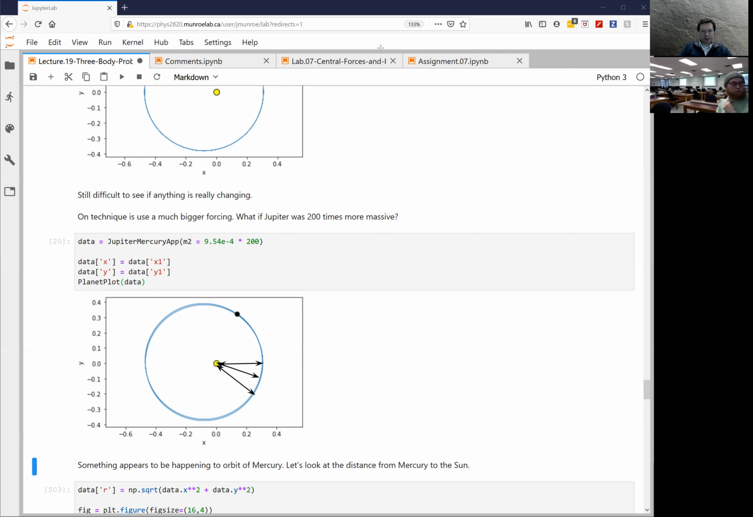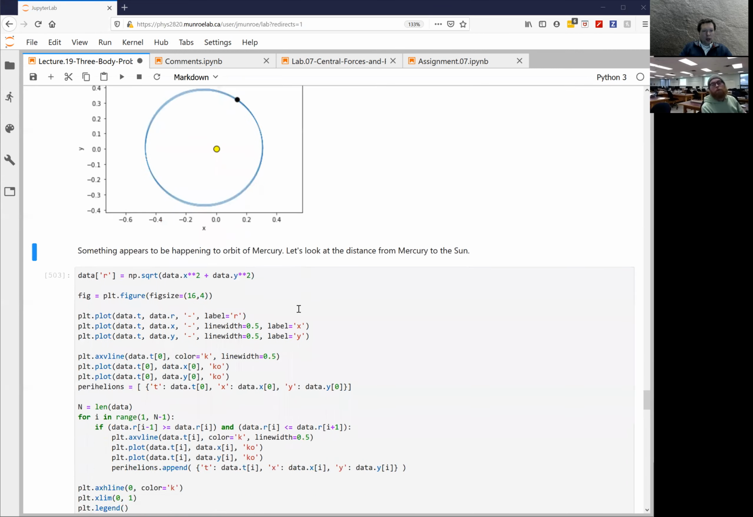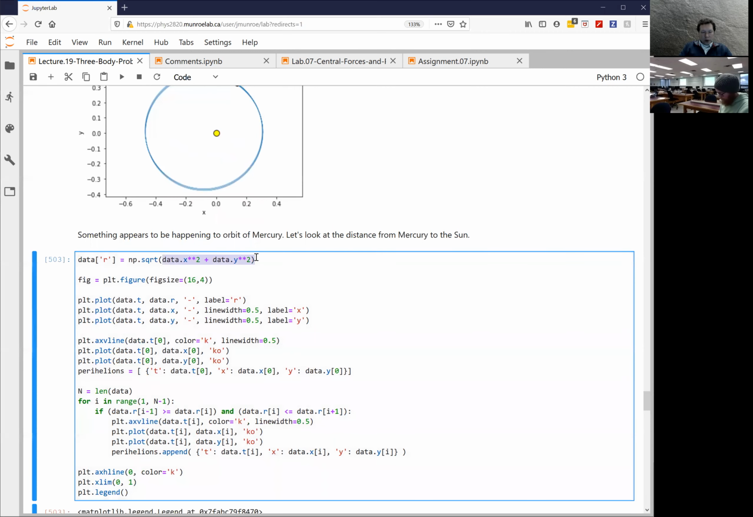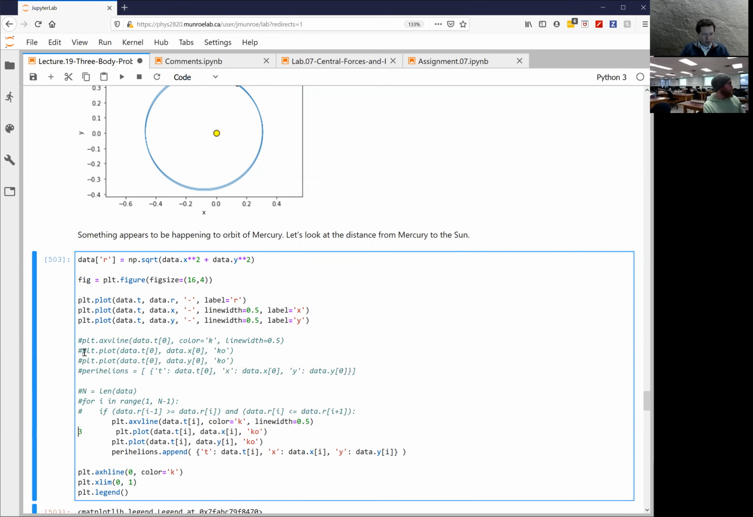Okay, so let's do that. Let's think about the distance from the position of Mercury to the Sun. I'm going to call that the variable r, which we've done before. I want to make a plot that shows where everything is. I'm going to plot the distance r as a function of time, the position x as a function of time, and the position y as a function of time. Okay, and then I've got some other stuff going on here. So you know what we're going to do? Let's do some commenting out, because I don't want to overthrow this diagram. We'll do this in pieces.